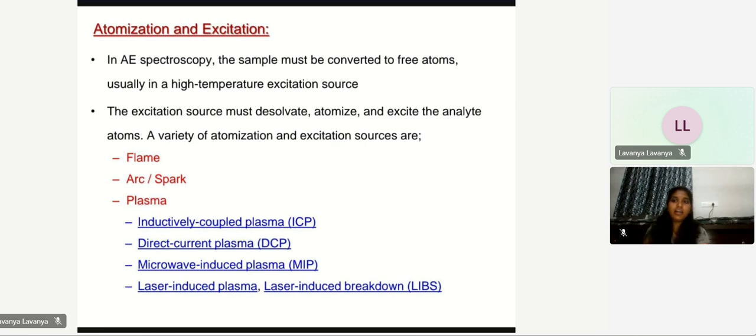Here, atomization and excitation are explained. In atomic emission spectroscopy, the sample must be converted to free atoms, usually in a high temperature excitation source. So we take the sample into the spectrometer and it is converted into free atoms. In the spectrometer, high temperature is introduced and excitation of the sources happens. The excitation source must desolvate, atomize, and excite the analyte atoms. A variety of atomization and excitation sources are present, like flame, arc, spark, and plasma.